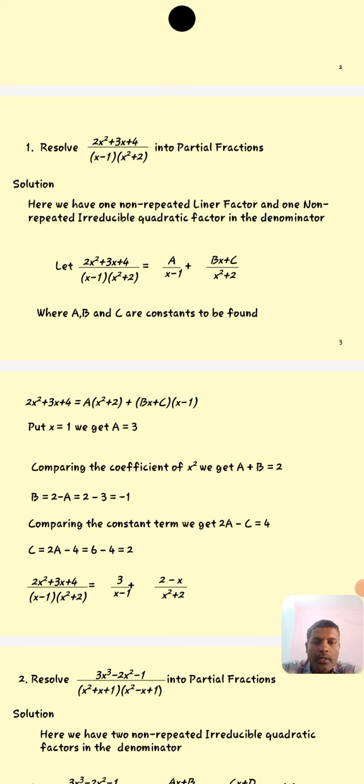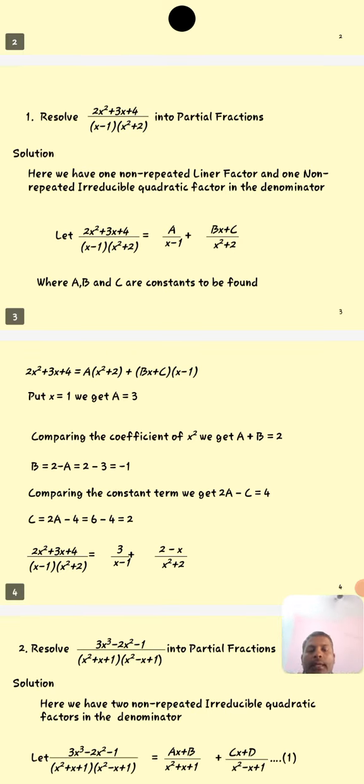Now comparing the constant term. Already x square is over. Now we see the constant term. Comparing the constant term, we get 2a minus c is equal to 4. Here we know the a value and also the b value. Now c is equal to 2a minus 4, then writing 6 minus 4, we get 2. So all values are available: a is equal to 3, b is equal to minus 1 and c is equal to 2.